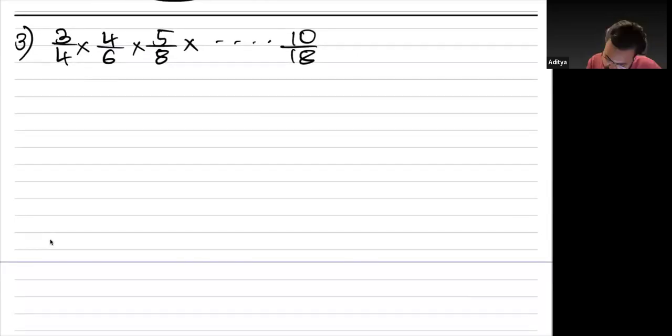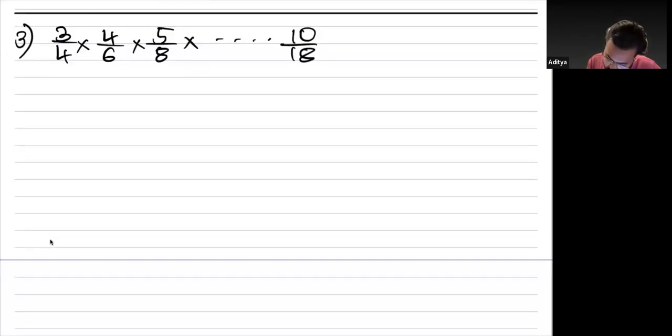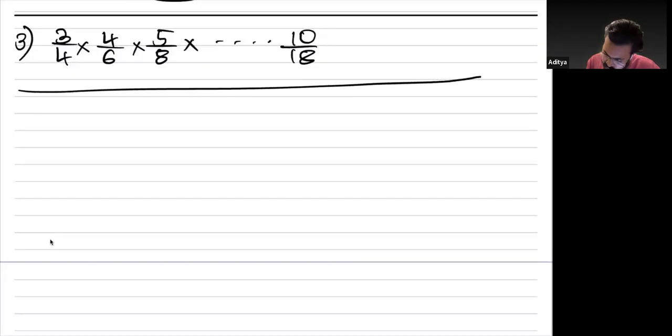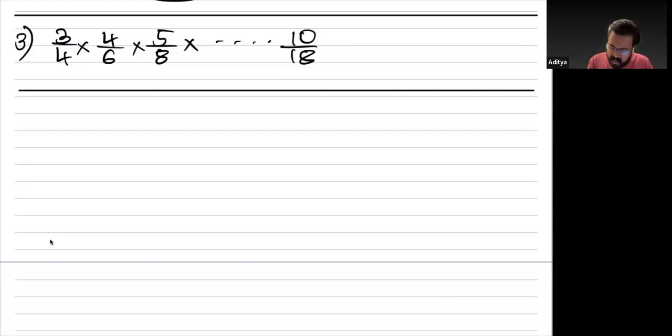Okay, question 3. If you write out the entire sequence, you will notice that the denominator is twice the numerator minus 2. So the very next term over here will always be twice the numerator, and a lot of stuff will get cancelled that way.